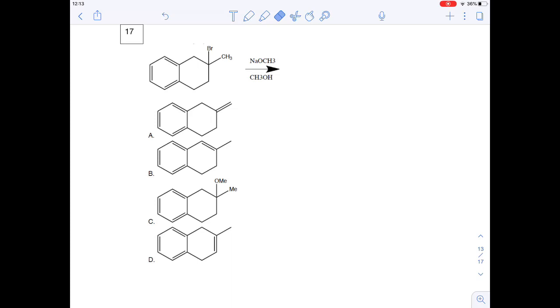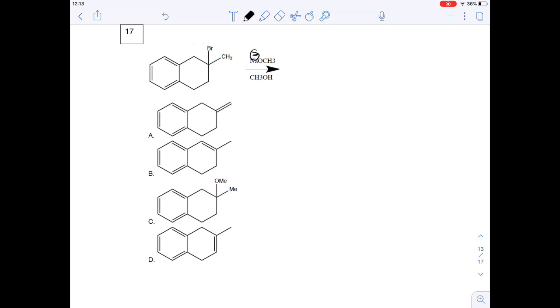So number 17 doesn't really ask you a question, but they just ask you to find the product to the following reaction. And this one is relatively simple because they don't include heat, and almost all of these products are potential elimination products. So because they don't include heat, you know this is either going to be SN1 or SN2.